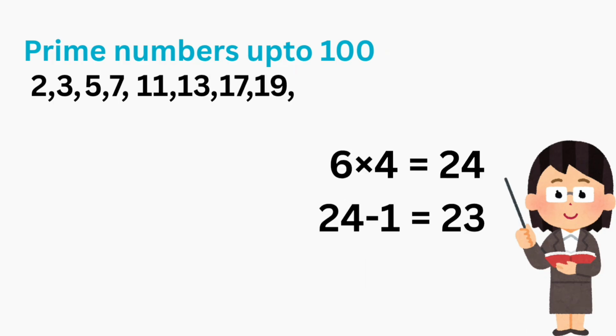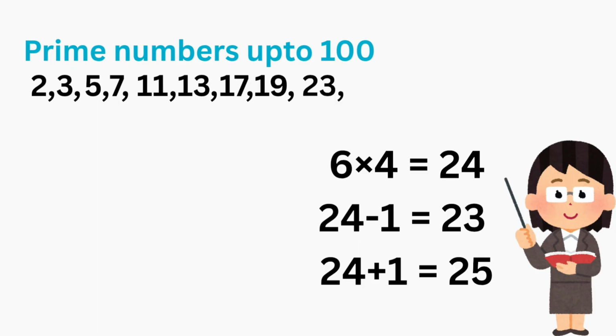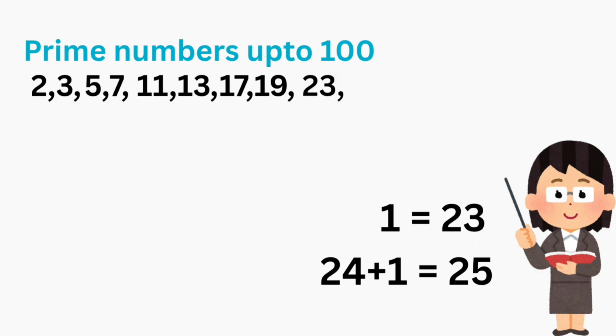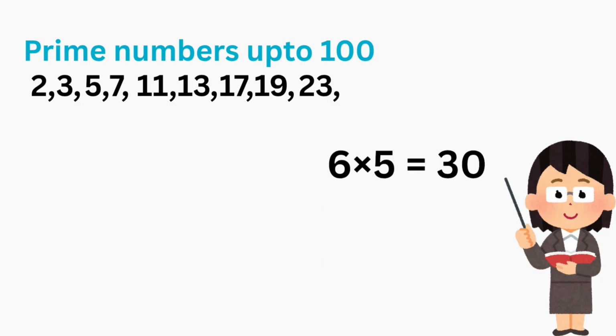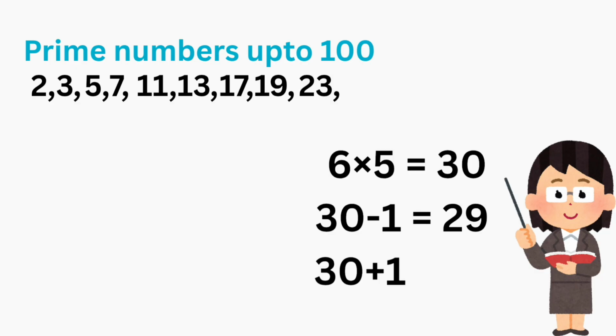6 fours are 24, 24 minus 1 is 23 and 24 plus 1 is 25. But here 23 is the only prime number as 25 is divisible by 5. 6 fives are 30, 30 minus 1 is 29 and 30 plus 1 is 31. So the next prime numbers are 29 and 31.